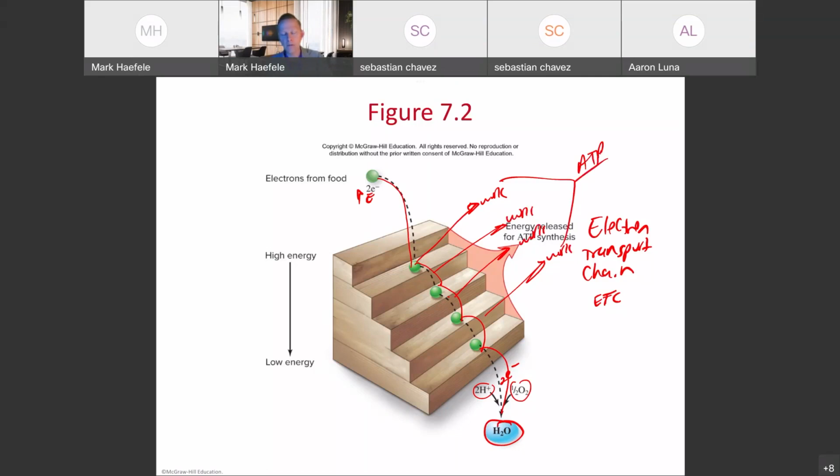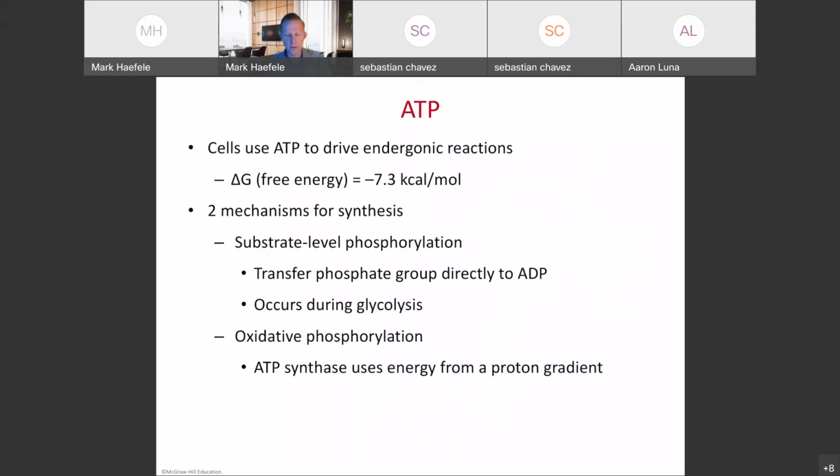So we see a type of electron transport chain in there as well. So when we take a look at our ATP, we can see that our cells will use it. The amount of free energy that an ATP molecule can give off is, instead of like 686, only something like 7-ish kilocalories per mole. So much more manageable.